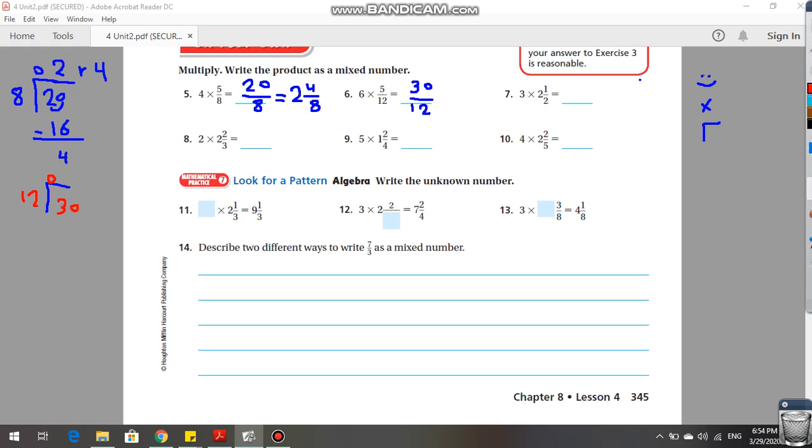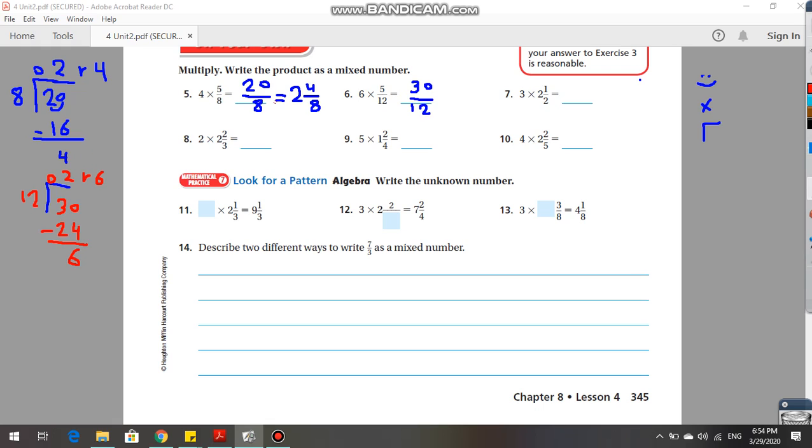Now, I have 30. Do I have 30 in table 12? No. What is the closest number? It's 24. What times 12 gives me 24? 2. Then I'm gonna subtract. 30 minus 24 equals 6. So the remainder is 6.